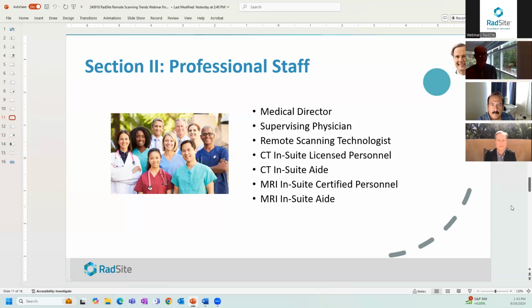On the one hand, the in-suite licensed personnel or certified personnel can bring the patient in, position them, educate them, and do all that. But it's also possible that they could be working with an in-suite aide who does the patient education and positions the patient. So it's kind of a two-team approach. But there is a distinction. The qualifications for the in-suite aide are a little less than for the in-suite licensed personnel. But RadSite does detail specific requirements in terms of how they can be qualified for the job.